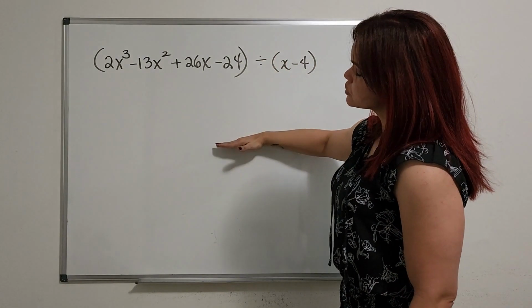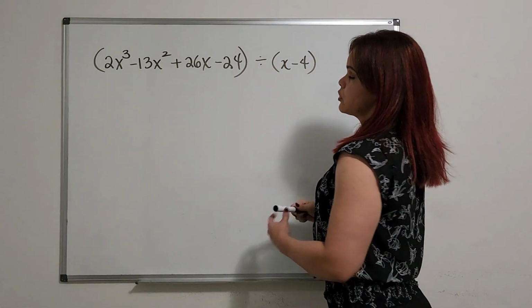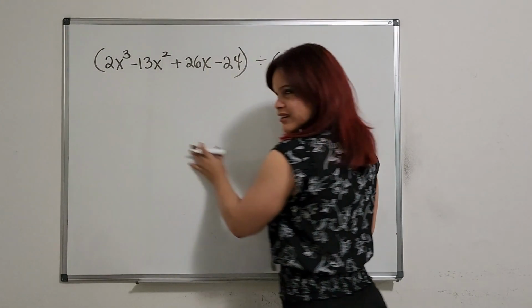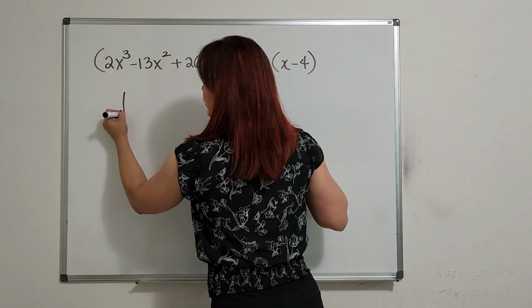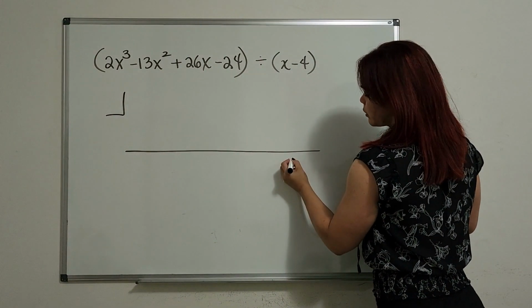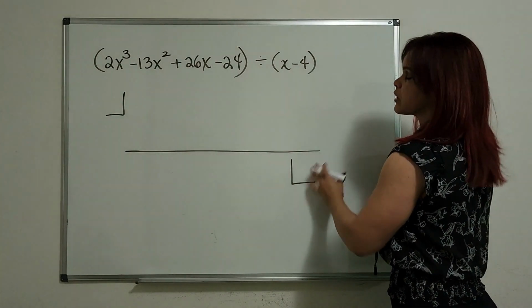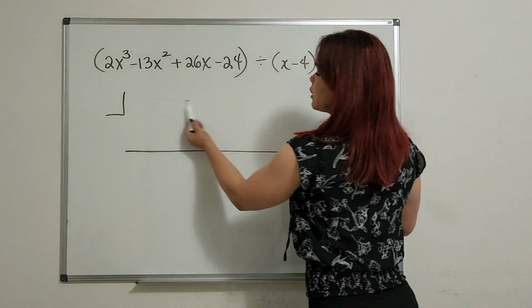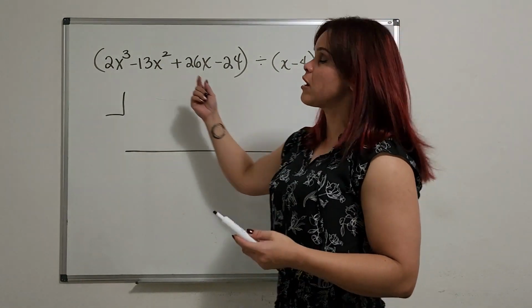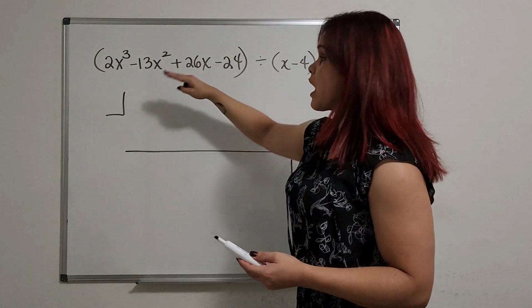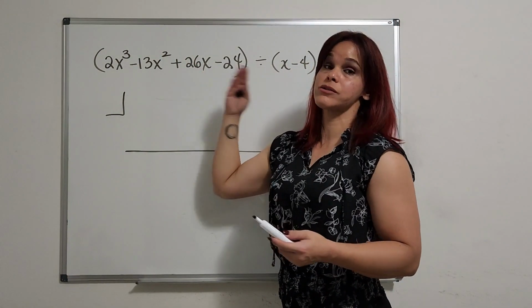So when using synthetic division, what do we do? I'm going to write a template here. I'm going to write a space here, a long line here, and another space here, like forming a box. And here, I'm going to write the coefficients of the dividend. First, I have to make sure that it's in order in terms of the degree.